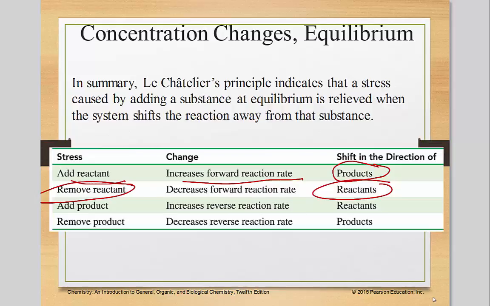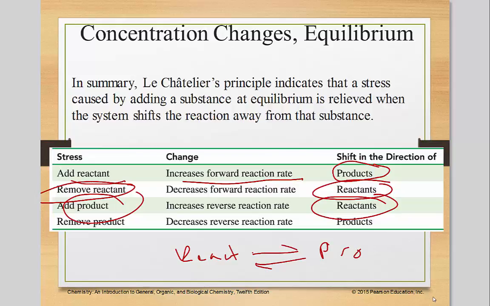If we're adding more products, we're going to drive it to the left, increasing the reverse reaction. If we remove some of the product, take some of that out, it's going to drive it to the right, producing more products.